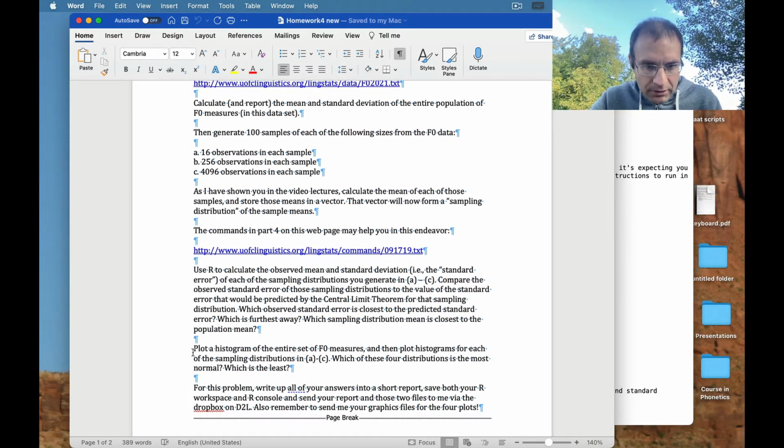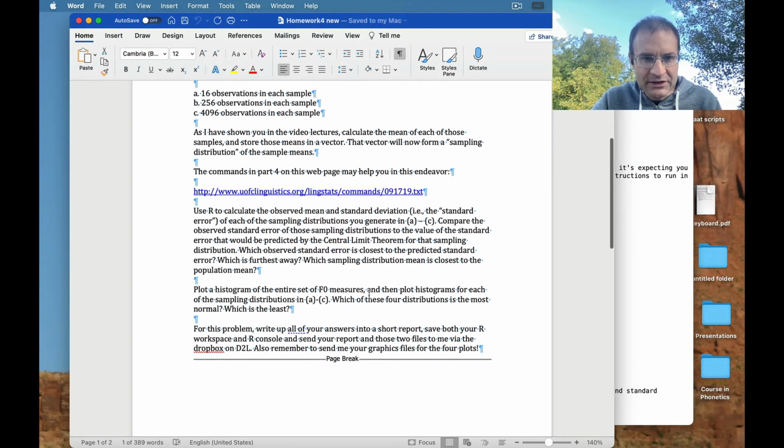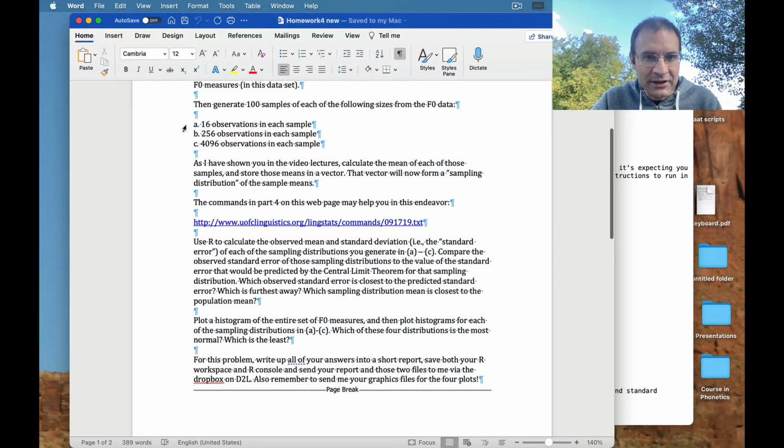Okay, so plot a histogram. The next step is to plot a histogram of the entire set of F0 measures, which is up here. And then plot histograms for each of the sampling distributions in A through C, which is basically the means you get out of this sampling process.